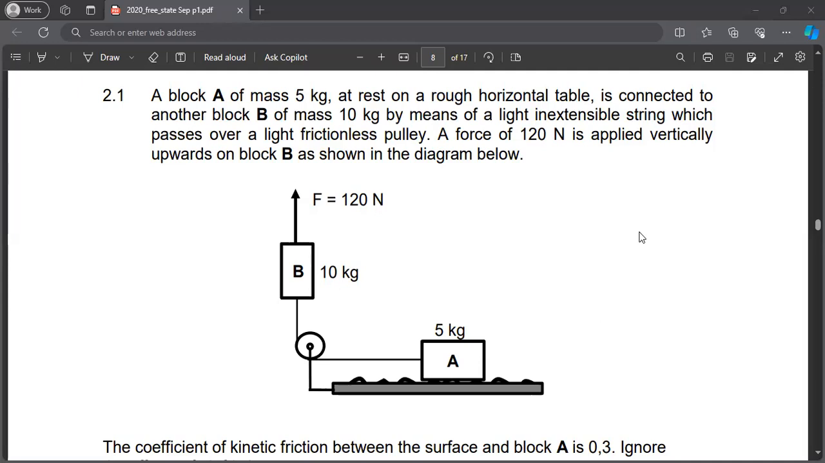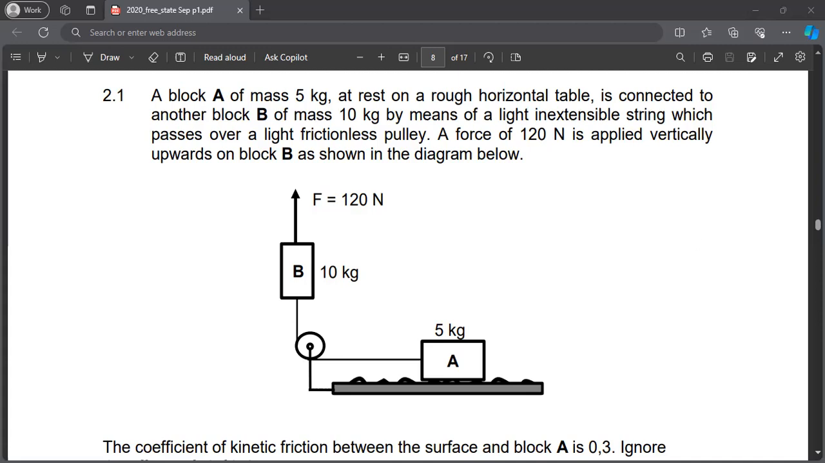It says a block A of mass 5 kg at rest on a rough horizontal table is connected to another block B of mass 10 kg by means of a light inextensible string which passes over a light frictionless pulley. A force of 120 newtons is applied vertically upwards on block B, as shown in this nice diagram.